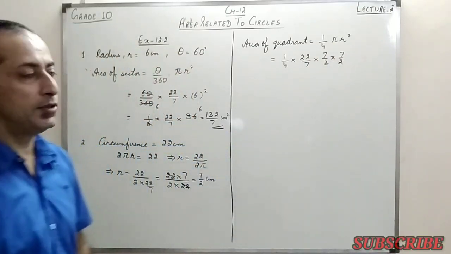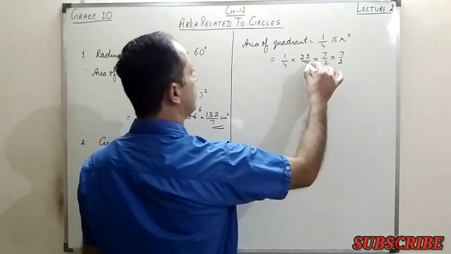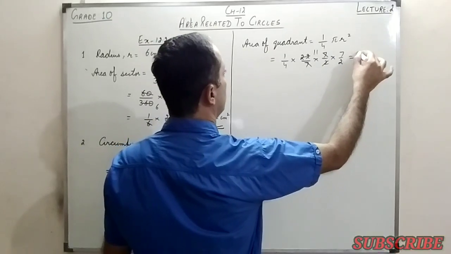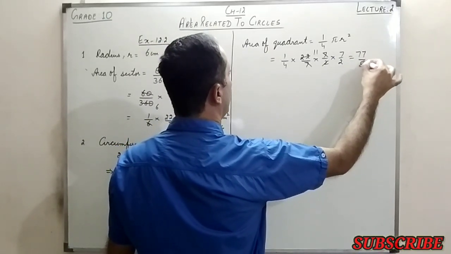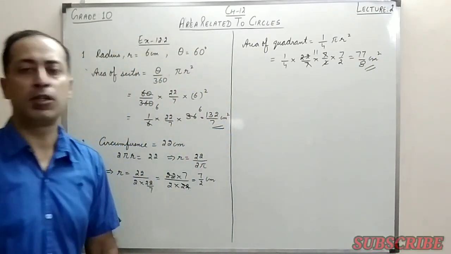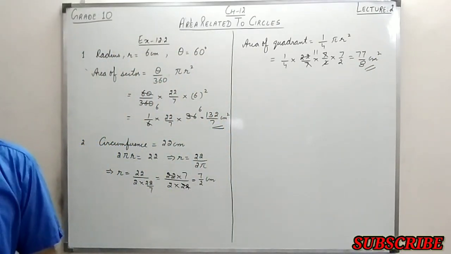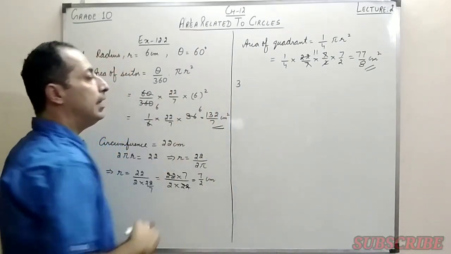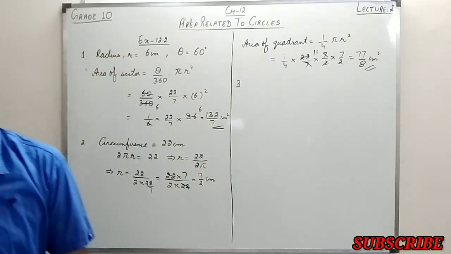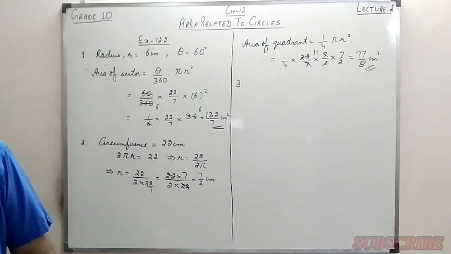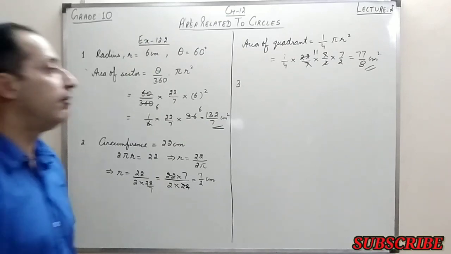7 by 2 comes 2 times, right? So now the 7 cancels, 2 cancels, so we have 77 by 8 centimeter square. Quite simple questions. Then we see the third question. In the third question, it is given the length of the minute hand of a clock is 14 centimeter. Find the area swept by the minute hand in 5 minutes.